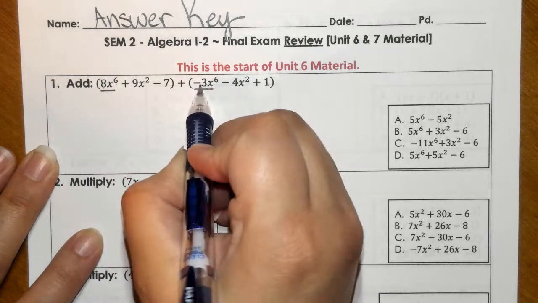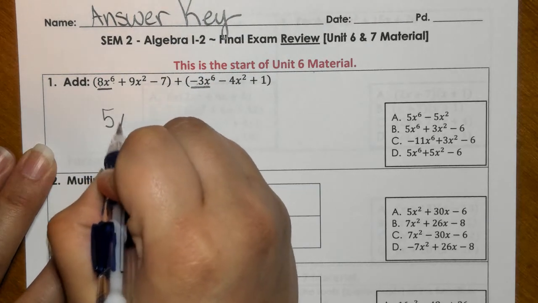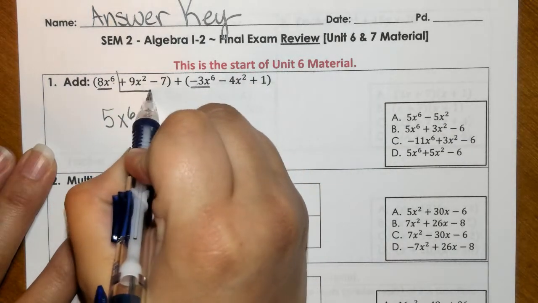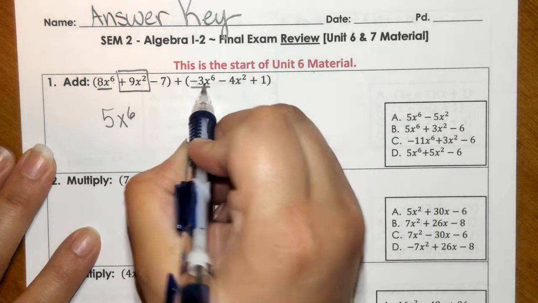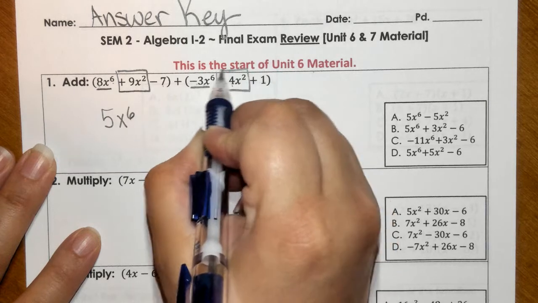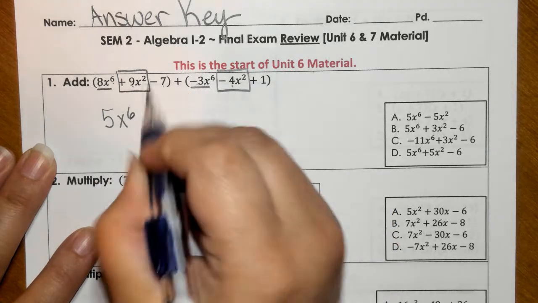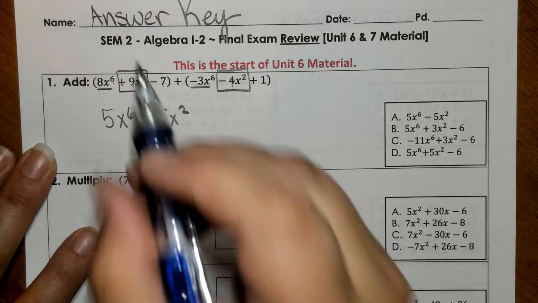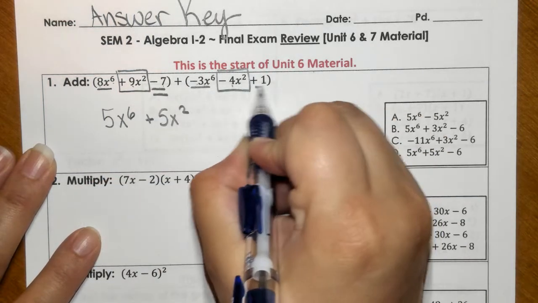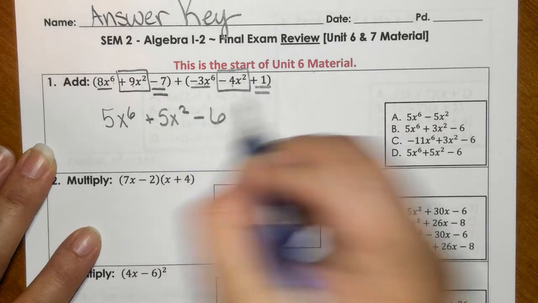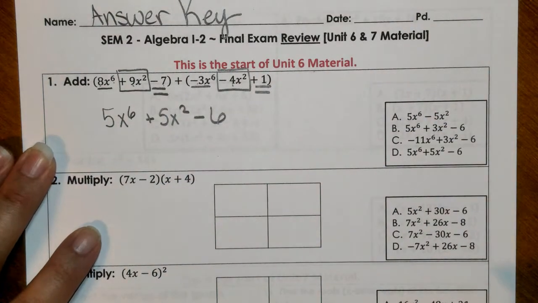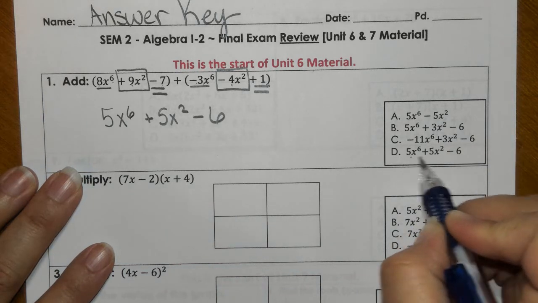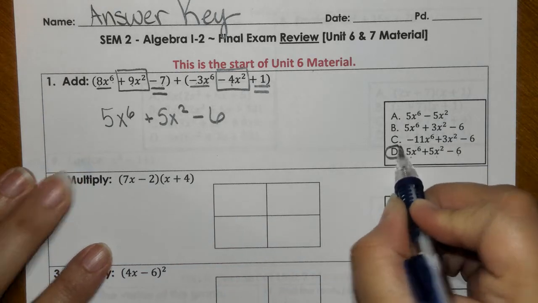So 8 minus 3 is 5. We keep the exponent the same. Then we have 9x squared, and can it go with any term? Yes. So 9 minus 4 gives me 5x squared. Again, the exponent stays the same. And then negative 7 plus 1 would be minus 6. So we're just comparing that answer to our answer choices over here. And that would be D.